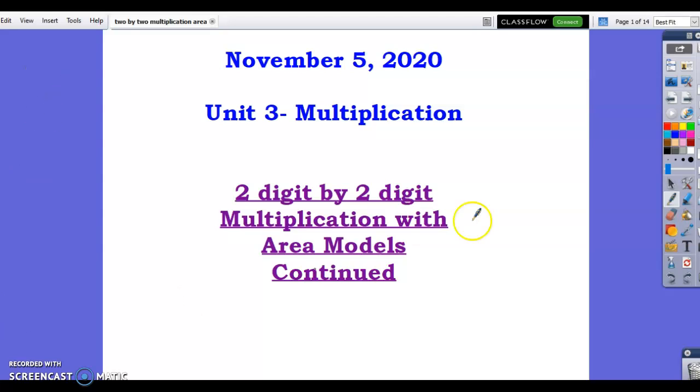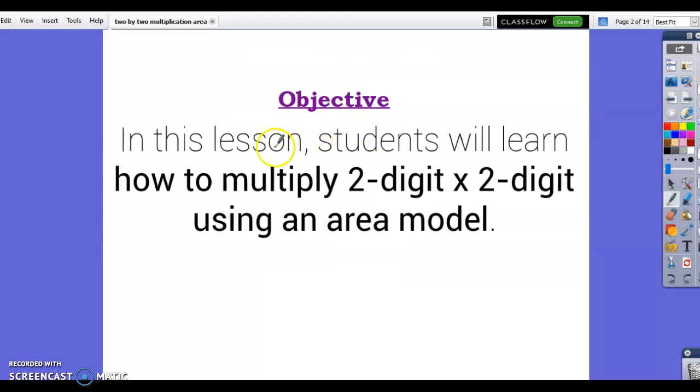So in your journals, on a new clean page, I want you to write in what is in purple and underline 2-digit by 2-digit multiplication with area models continued. Pause the video here if you need to. In this lesson, students will learn how to multiply 2-digit by 2-digit using an area model.